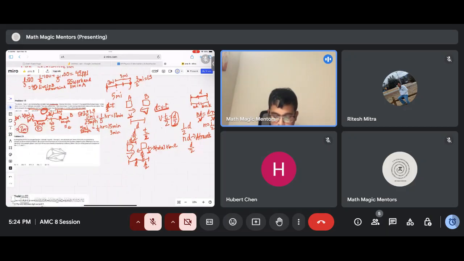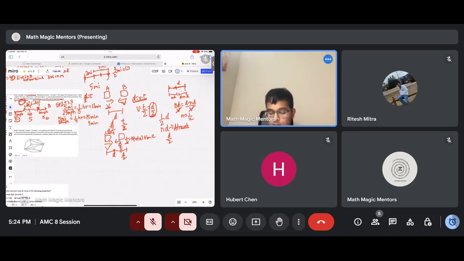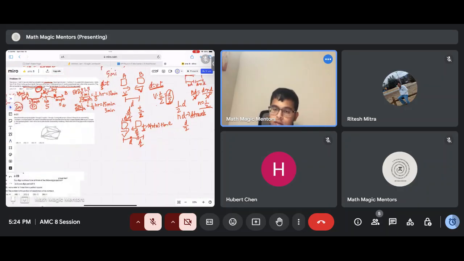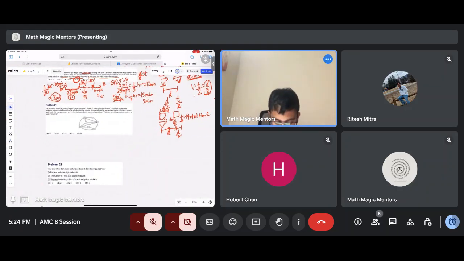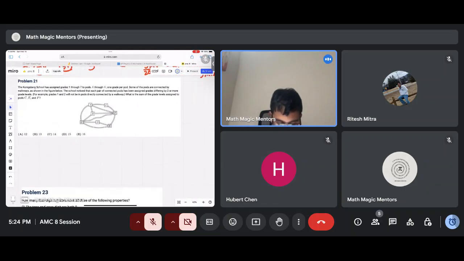So did that problem make sense? By the way, you could either logically think about this, or you could mathematically get to the answer. Both will give you D over two. Right. Okay. So let's go over this problem.